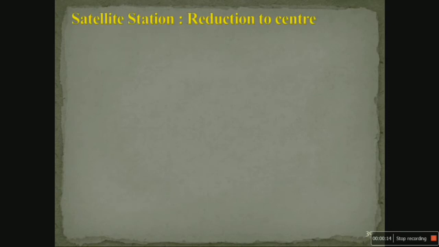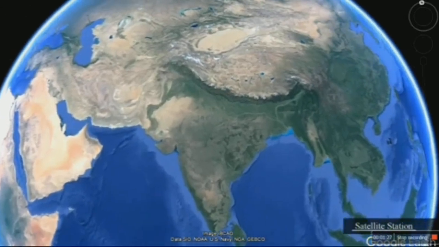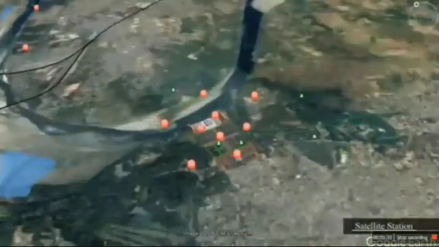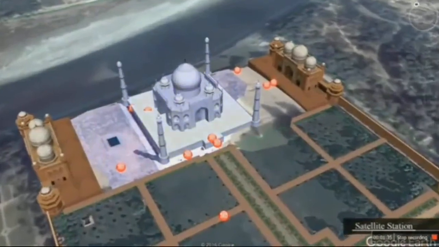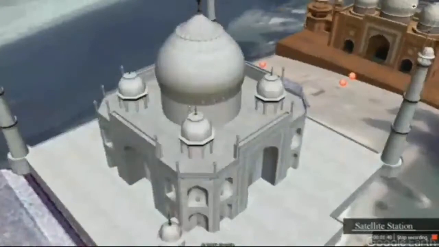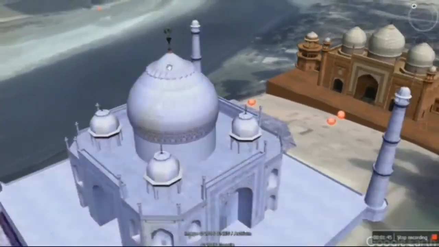Satellite station reduction to center. Let me explain the meaning of satellite station. The example I am taking here is the Taj Mahal, the top of the tower or top of the Taj Mahal. Here I am selecting this as one of the stations of a triangulation survey.